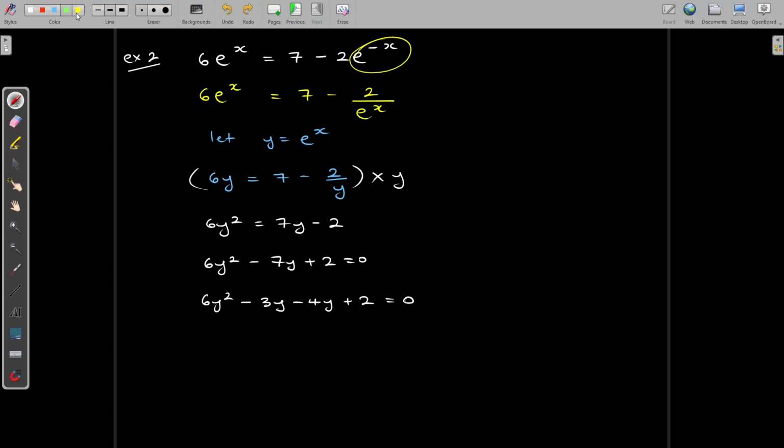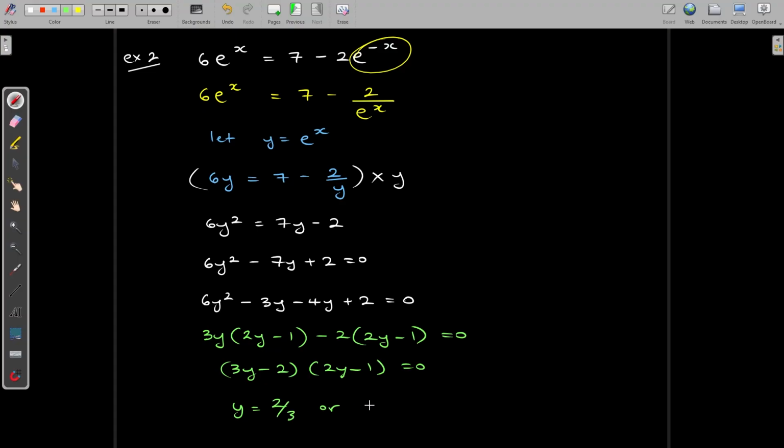Alright, so down here we apply factorization by grouping. So this is 3y factored out. That remains 2y minus 1 minus 2, 2y minus 1. So 3y minus 2, 2y minus 1 is equal to 0. So therefore, y is equal to 2 over 3, or y is equal to a half. So once again, we have two positive solutions, which is a good sign.